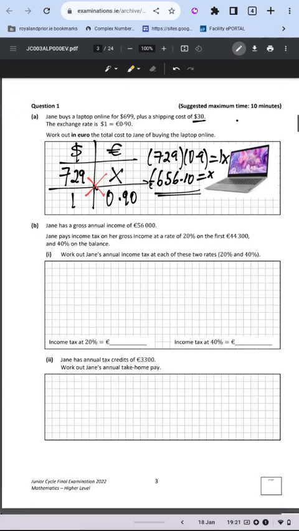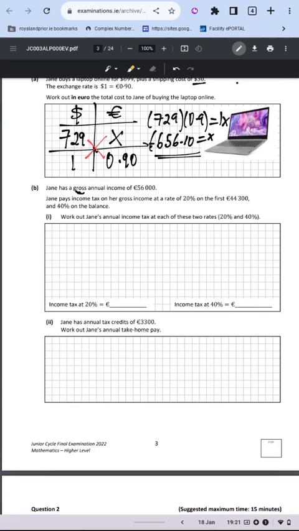Next one, Jane has an annual gross income. Remember, gross means the fat. That's the big income that'll be advertised. She pays income tax on her gross income at 20% on the first 44,300 and 40% on the balance. So what we have to do is the first part of our income, 44,300, gets taxed at 20%. And when you work that out, you get 8,860.